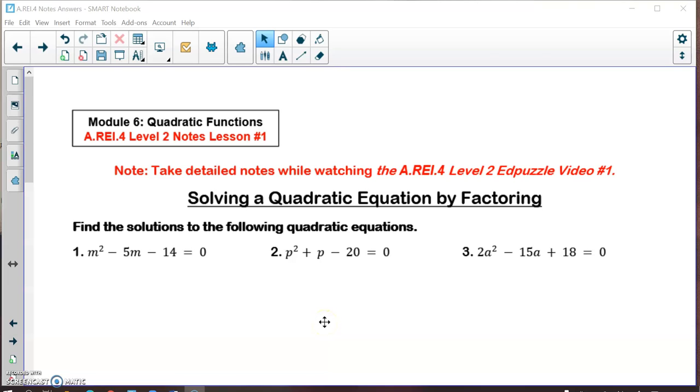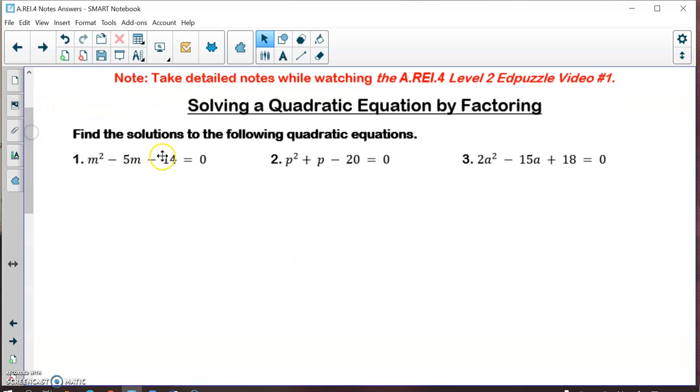Okay, so welcome to the Level 2 Video 1. We are going to be talking about solving quadratic equations by factoring. And factoring is something that we've done before, only with polynomial expressions. So it's the same thing as doing polynomial expressions. We're going to use the box method, we're going to use the X method, we're also going to use GCF in some of these instances, but let's get started.